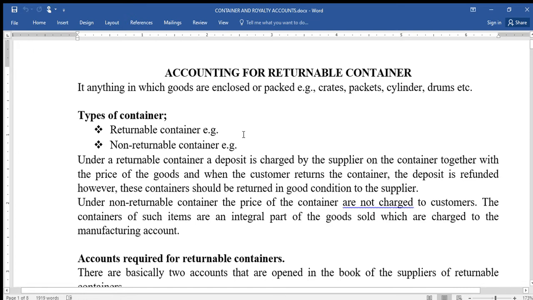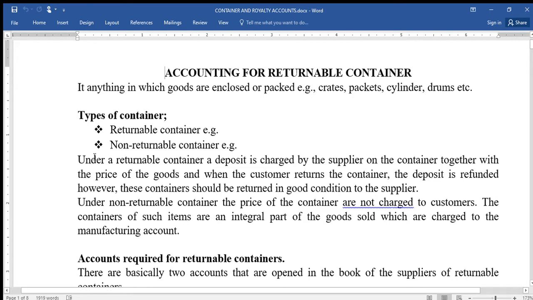An example of returnable containers is crates, and then drums. Then non-returnable containers, those containers that are taken once by the customers and they can never return them. An example we have is cartons, polythene bags, and other things.